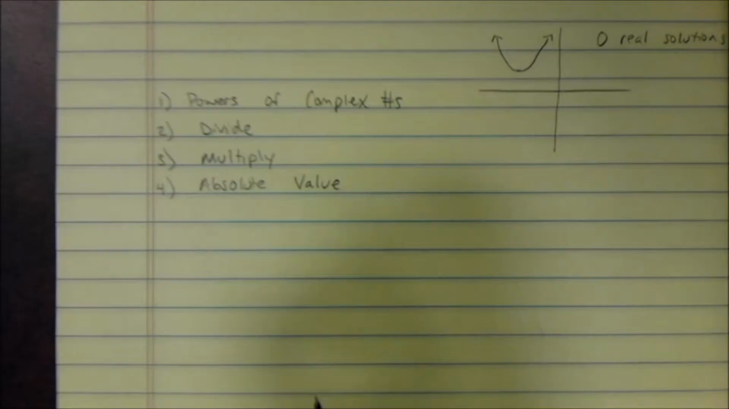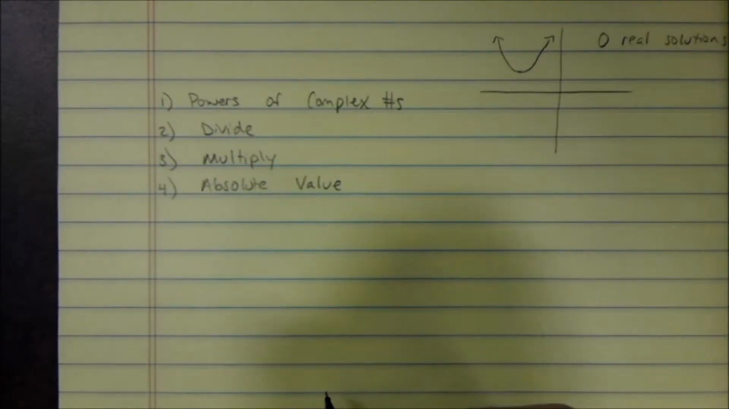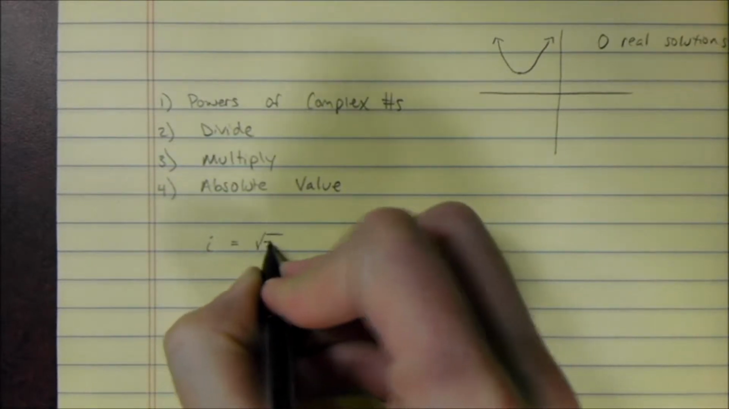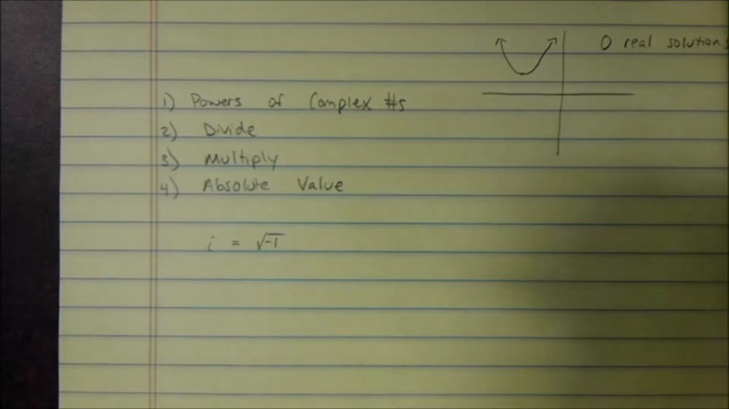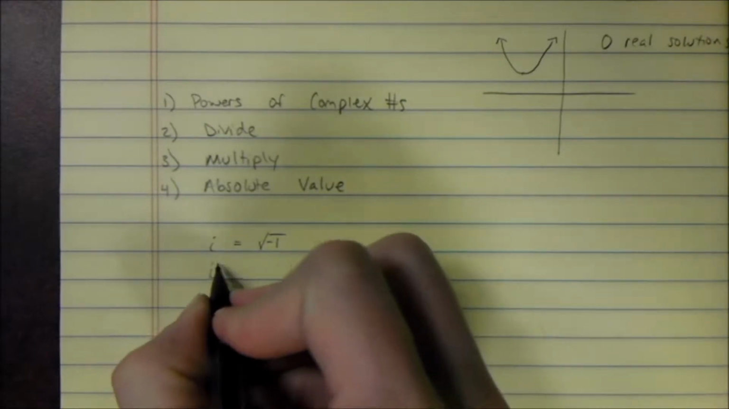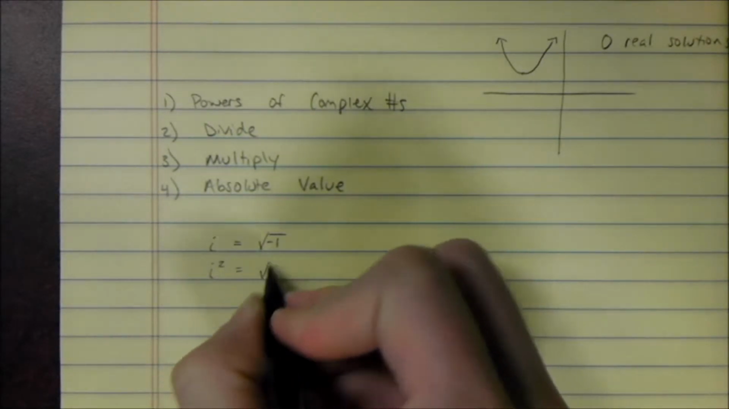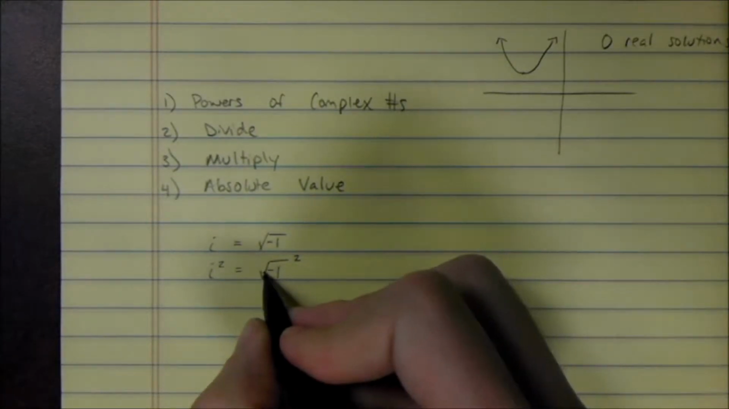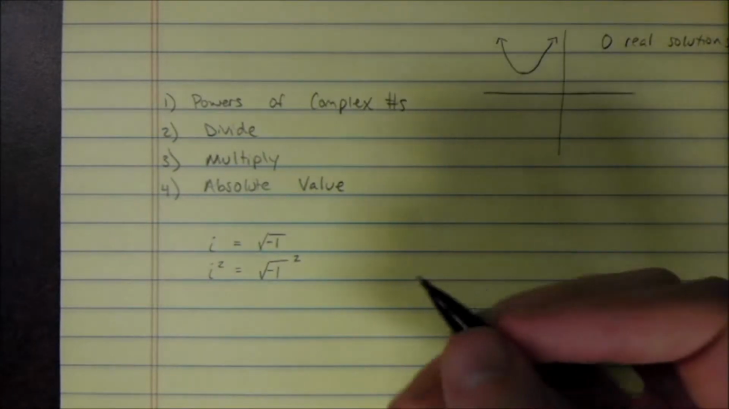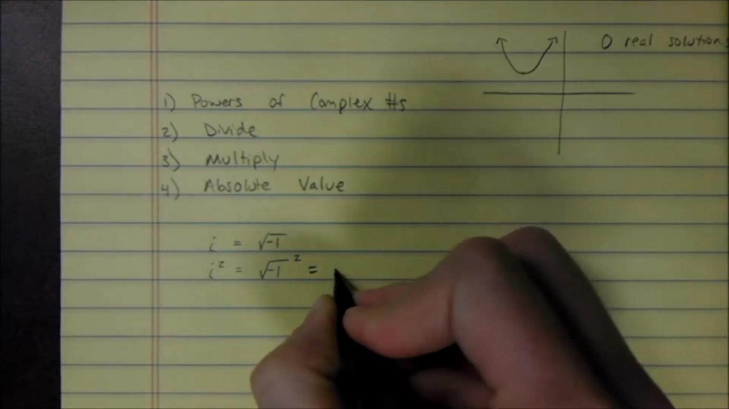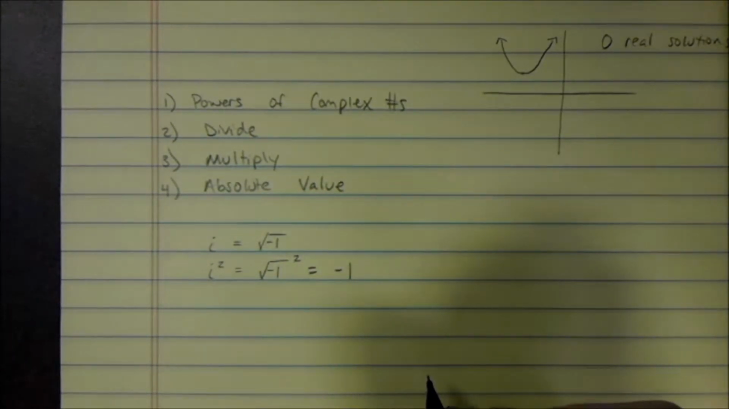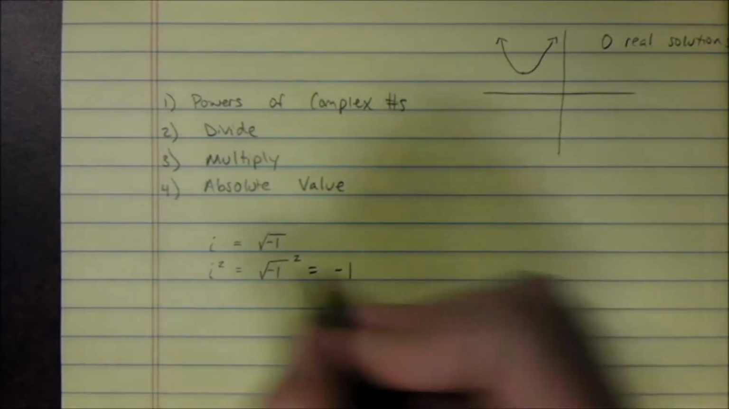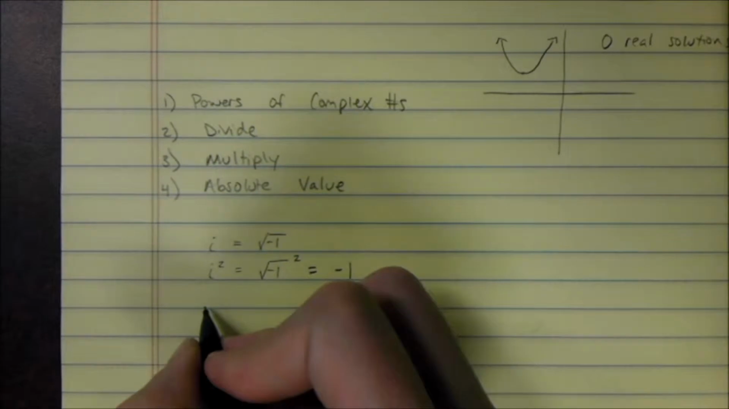So what I want to start off with is the powers of complex numbers. So we know that i, we've said already, is the square root of negative 1. Okay, so no big deal there. What happens if you take i and you square it? In other words, if you take the square root of negative 1 and you square that, well, a square root and a square, those are inverse operations of one another, so they cancel each other out. You're just going to get negative 1 there. So if i is the square root of negative 1, then i squared would be negative 1.